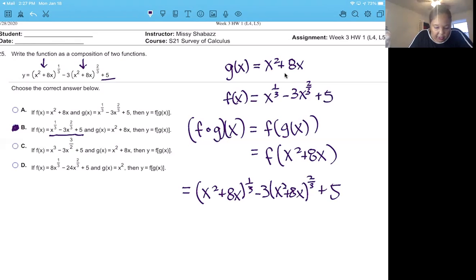Let's just check some of these. C is wrong because they have x cubed. A is wrong because they have the inner and outer function switched. If they had rewritten it as g of f of x, that would have been fine. And then D is just all kinds of wrong.